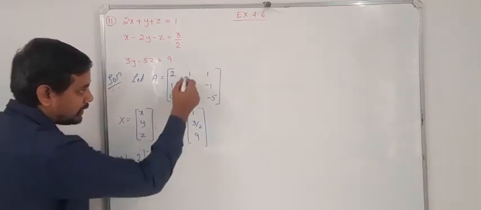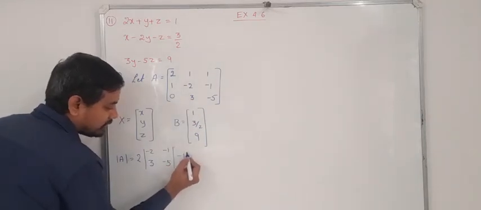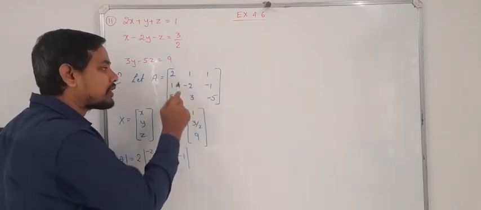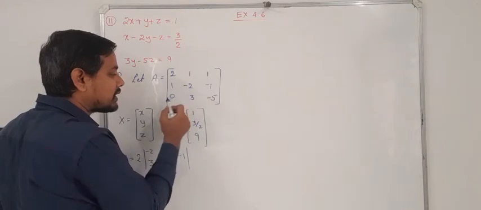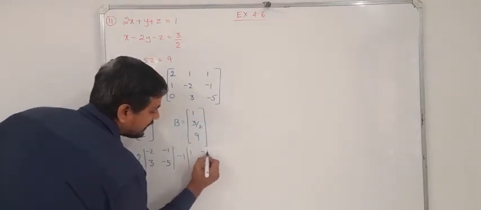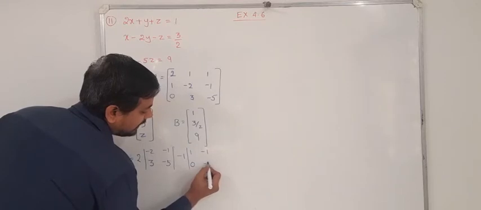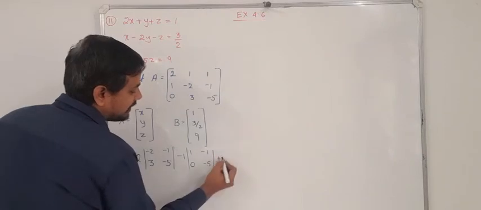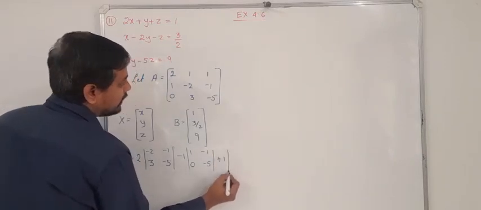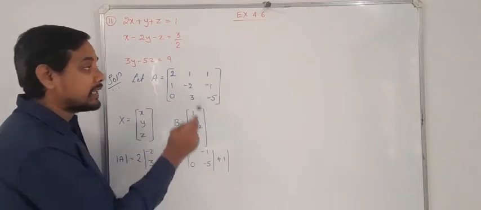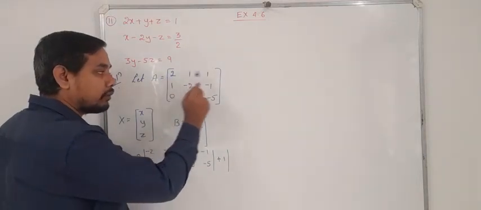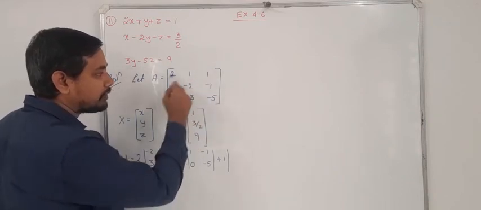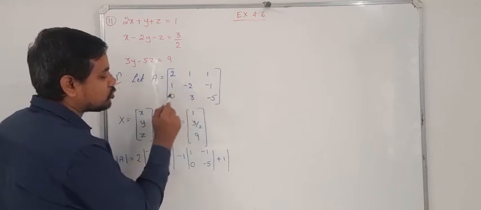Then the second element is 1, so minus 1 into the determinant leaving the row and column consisting of 1. The elements we get are 1, minus 1, 0 and minus 5. Right? Plus the last element 1 into the determinant of the elements without its row and column. 1 is in the first row and third column, so if we leave this, what will be left? 1, minus 2, 0 and 3.